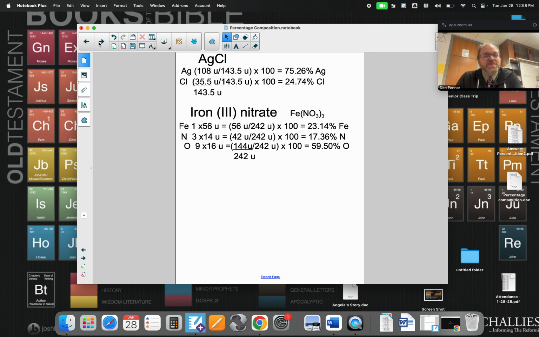Hopefully you got 75.26% for silver and 24.74% for chlorine. For iron(III) nitrate, we have Fe(NO3)3. So it's 23.14% iron, 17.36% nitrogen, and 59.50% oxygen. That's it. Hopefully it wasn't too bad.